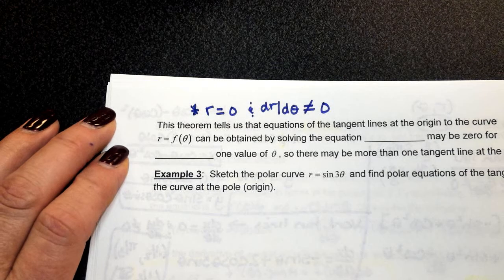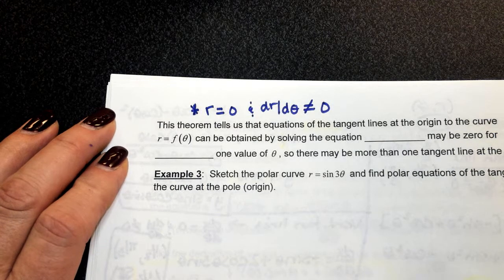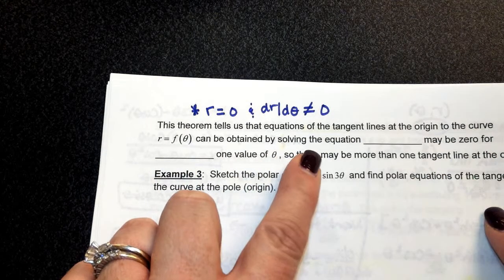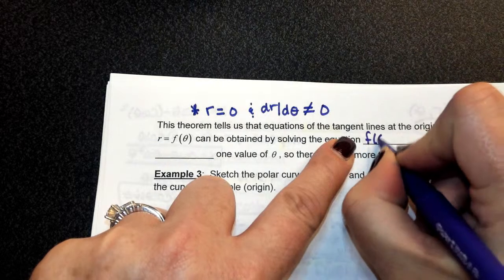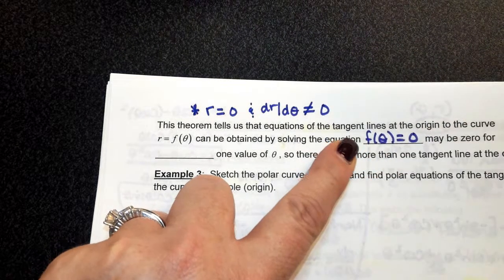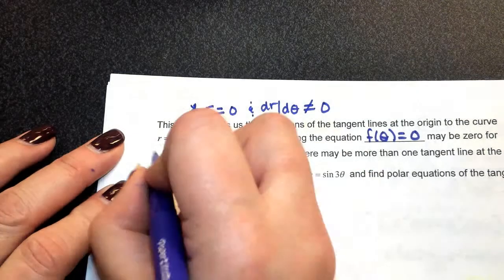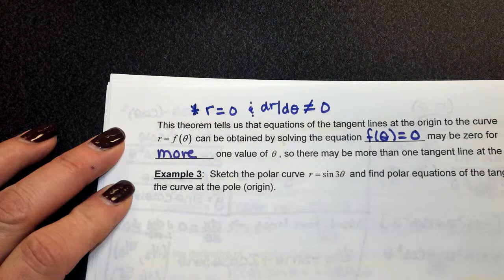So the equations of tangent lines at the origin to the curve r equals f of theta can be attained by solving the equation f of theta is equal to 0. Like I mentioned, setting r equal to 0. And this may occur for more than one value of theta.